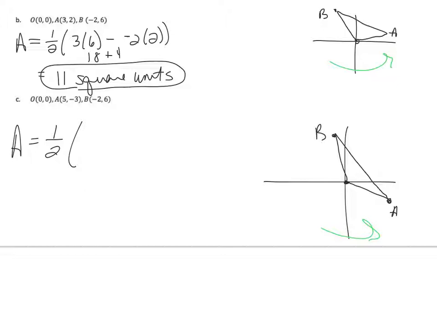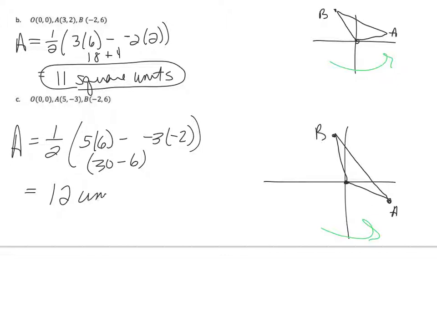So we're going to do 5 times 6 minus -3 times -2. Gives me 30 minus 6, careful on those signs there, which is 24. Half of that is 12 units square. Awesome. Okay, we're not done yet.